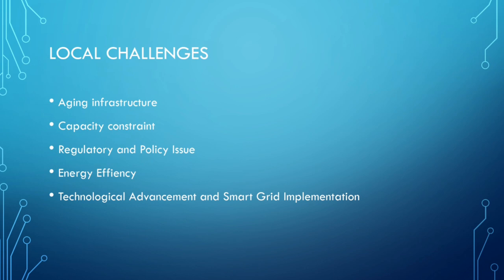And last, technological advancement and smart grid implementation. The challenge is adopting new technologies and transitioning to smart grids to modernize the power system. For example, implementing smart meters and grid management systems to enhance efficiency.